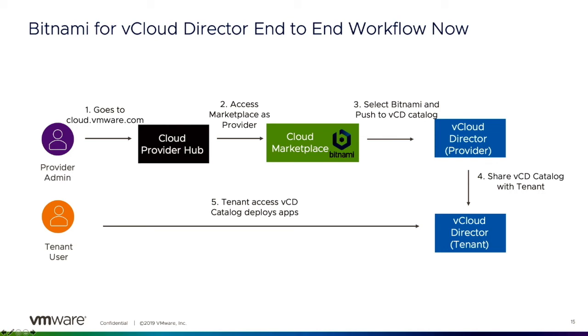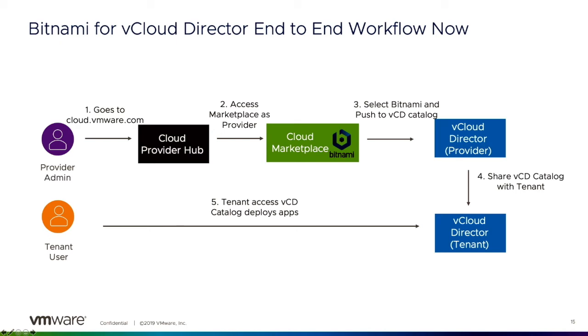So from a provider's perspective, the provider logs into the Cloud Provider Hub and accesses the marketplace as a provider. Bitnami is a catalog that's available via the Cloud Marketplace. Then the provider selects the Bitnami catalog and pushes that to a VMware Cloud Director catalog. Then the provider shares that catalog with the tenant. And classically now the tenant uses the VMware Cloud Director tenant portal to access the catalog and deploy the application.